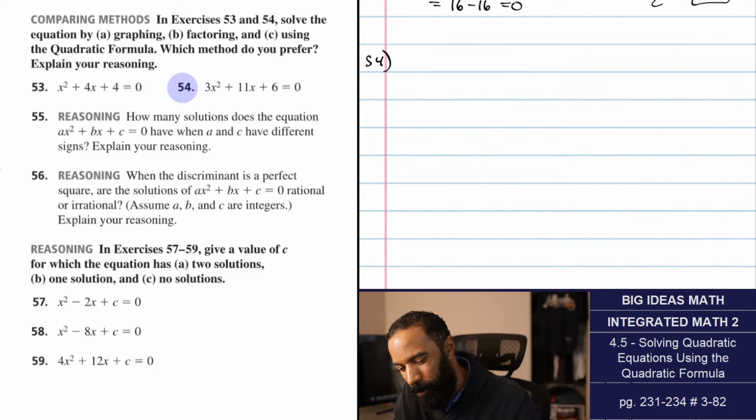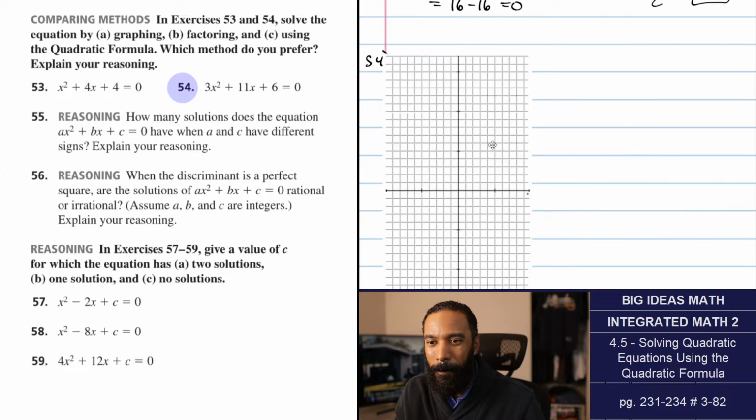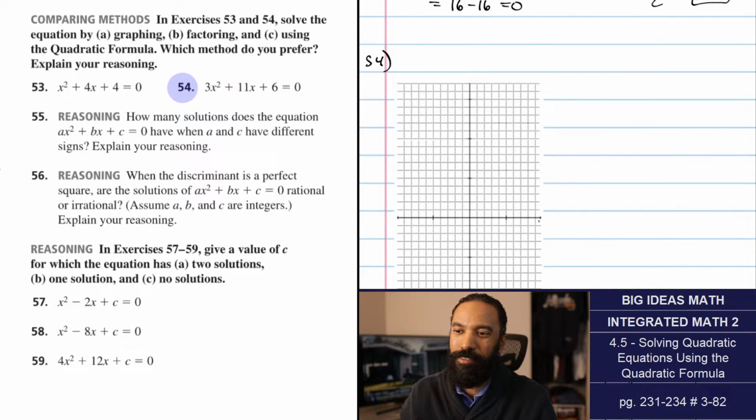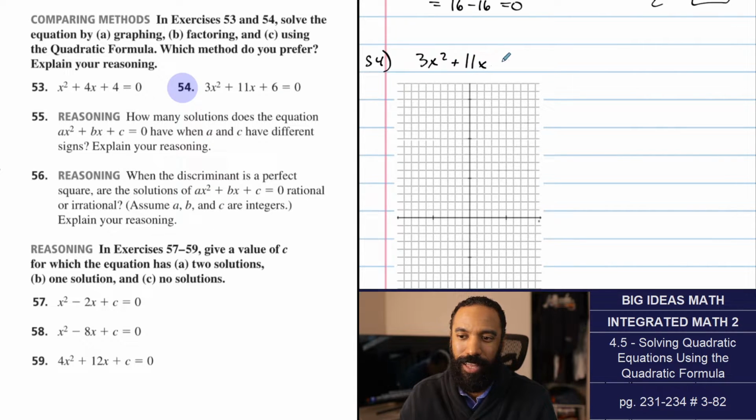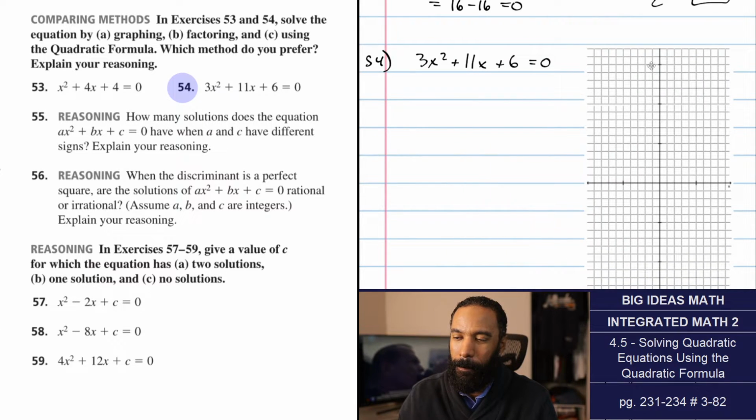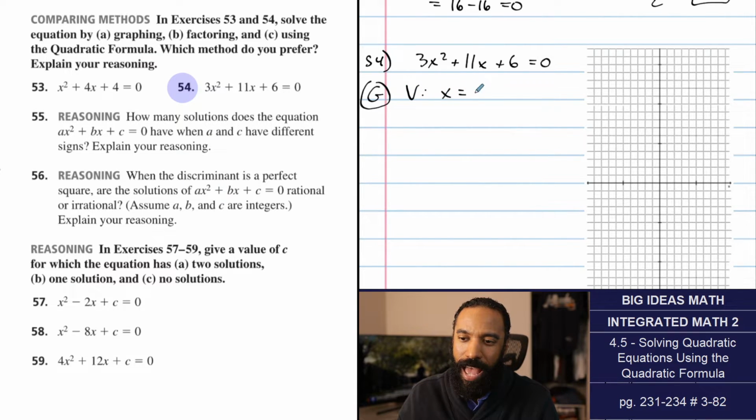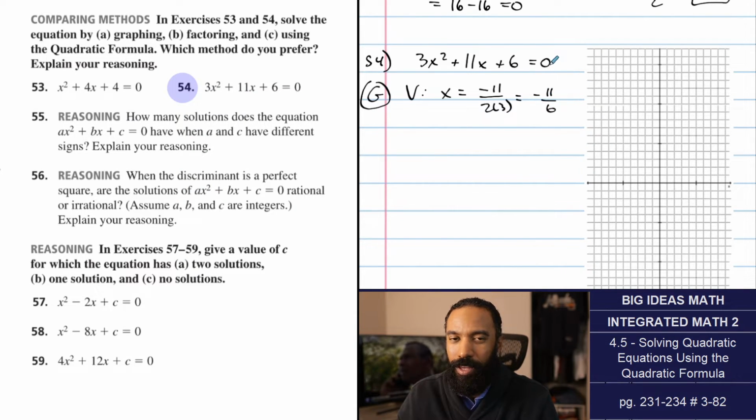Okay. They didn't even make me graph this in the equations where we solve by graphing, for the whole section. You guys see what we're going to do here? For solving by graphing, we have the vertex x value at negative b over 2a. That's negative 11 over 6. Not only is it that, but now we have to substitute that in for y.